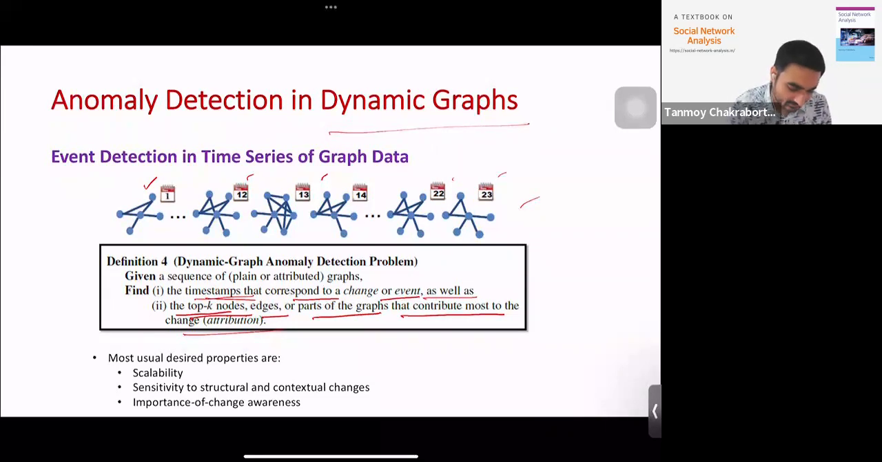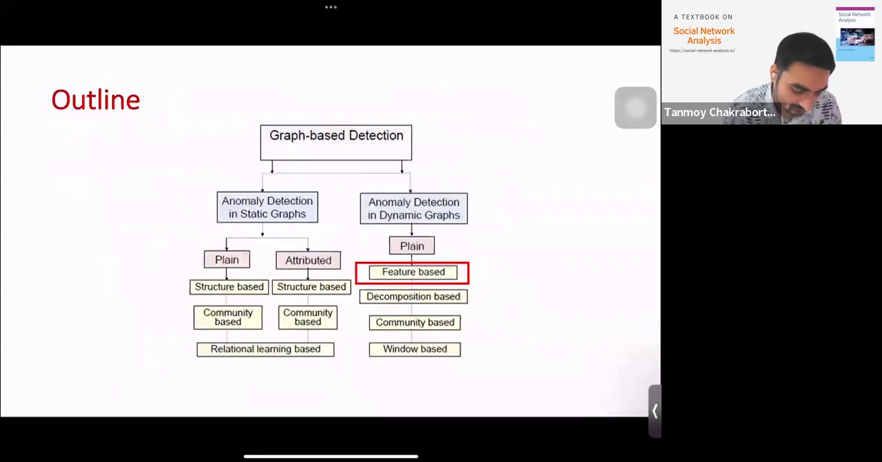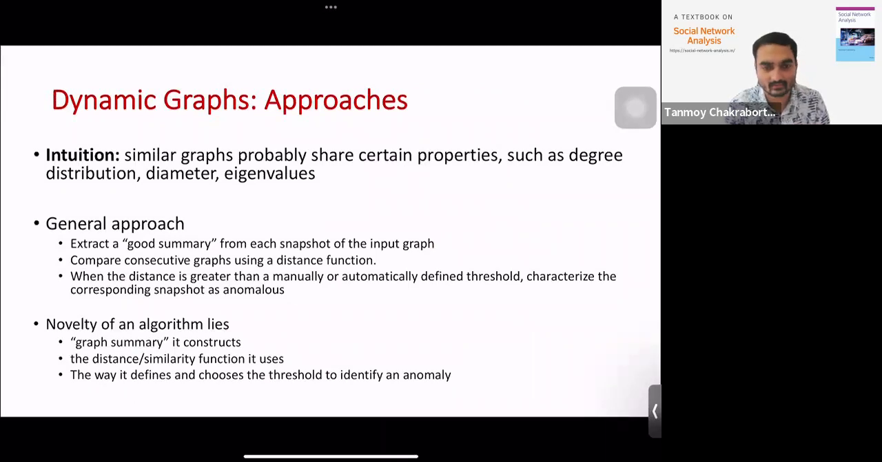What are the usual desired properties that we want the algorithms to consider? The algorithm should be scalable. The algorithm should be sensitive to structural and contextual changes, and this is important for change awareness. Basically, we want the algorithm to understand with respect to which context these changes happen. We will discuss this further. If you look at the feature-based approach, the plain dynamic network feature-based approach, it means that the features are curated manually.